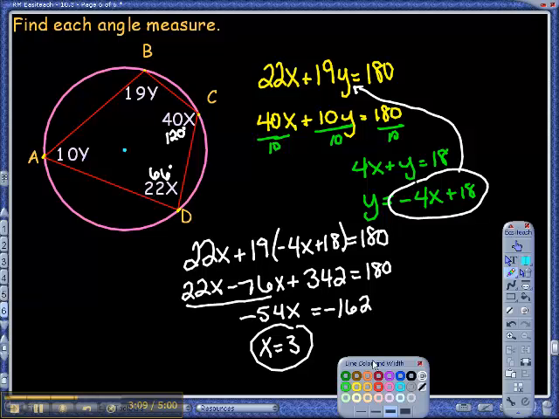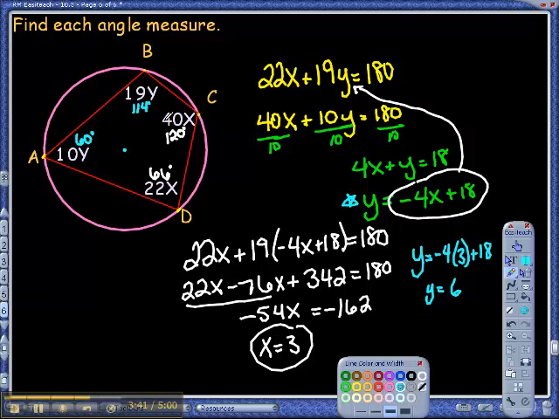Now, to find y, once I know what x is, not too hard to find y. We knew that y was equal to negative 4 times x plus 18. So y is going to equal negative 4 times 3, since I know x has to be 3, plus 18. And that would give us a y value of 6. So if y is 6, now let's figure out our y values. Here we go. 10 times 6 would give us a 60-degree angle. And 19 times our 6 is going to give us 114 degrees.